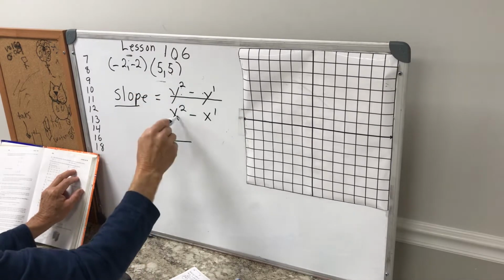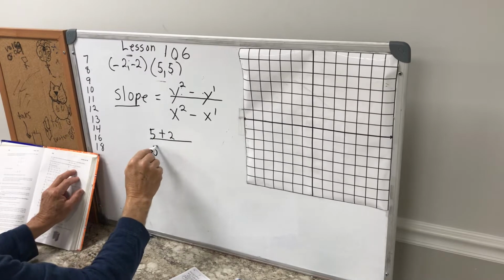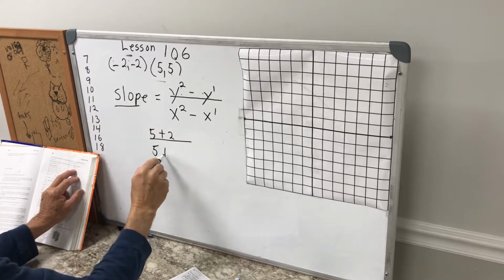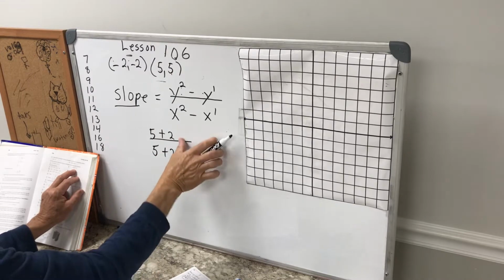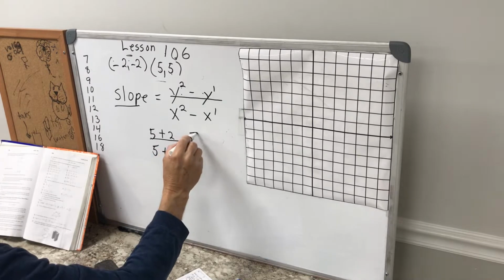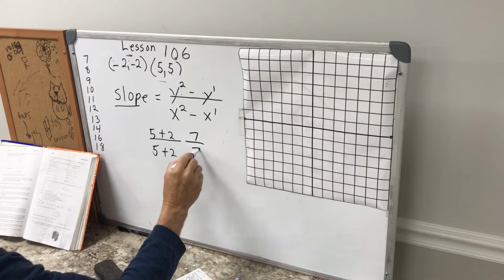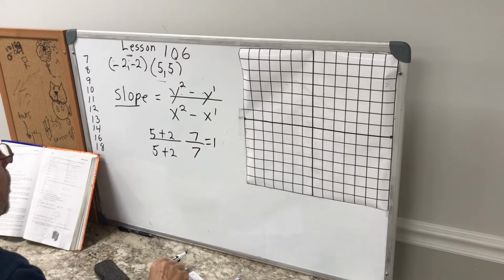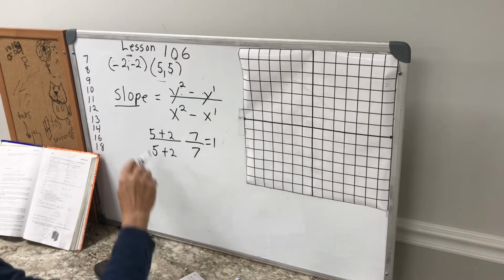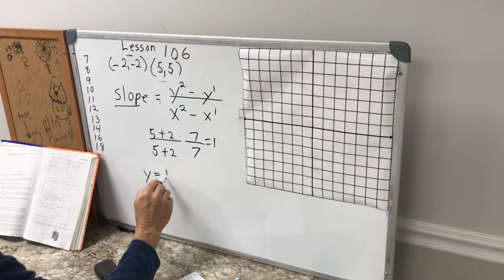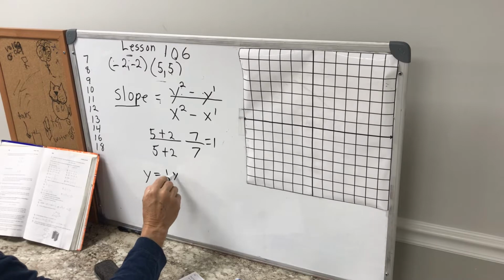Now we're ready for the x's. x2 is a 5. Back over here to minus negative 2 is going to be a positive 2. Did that make sense? Think about that a moment. Okay, so 5 plus 2 is 7 over 7. 7 over 7 equals 1. We have just solved our slope. So we have y equals 1 over 1x.